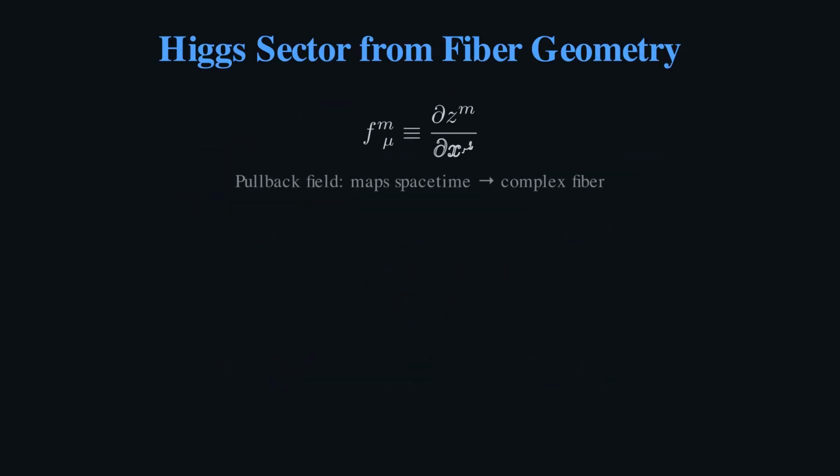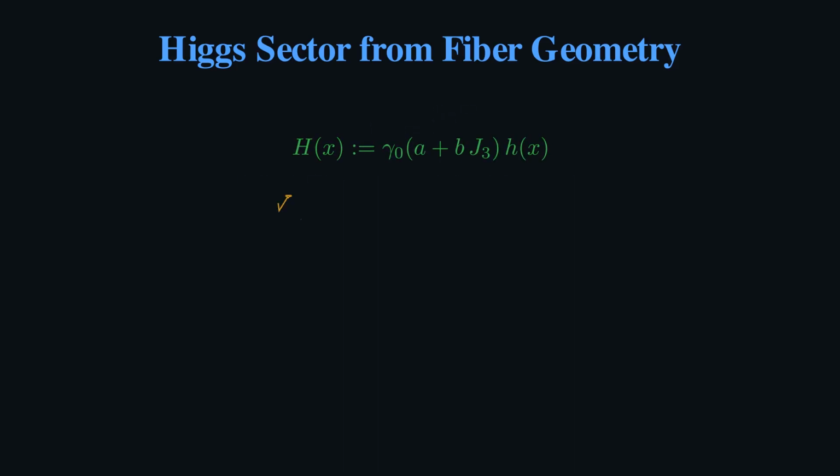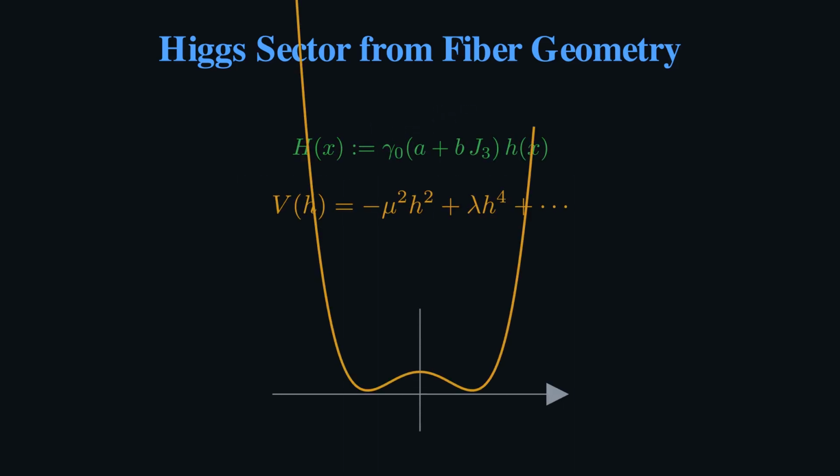In this construction, the Higgs isn't an independent field. The pullback field F maps spacetime into the complex fiber, inducing a Hermitian metric with 12 real degrees of freedom, matching the Dirac mass parameters exactly. The electroweak Higgs lives in the 3 block of the induced metric. The potential emerges from the induced internal volume functional, minus mu squared h squared plus lambda h to the fourth. Symmetry breaking is a geometric instability of the trivial embedding.